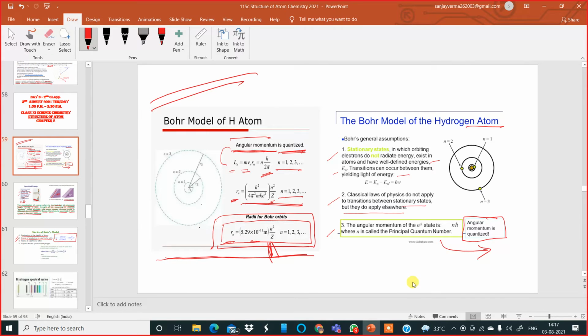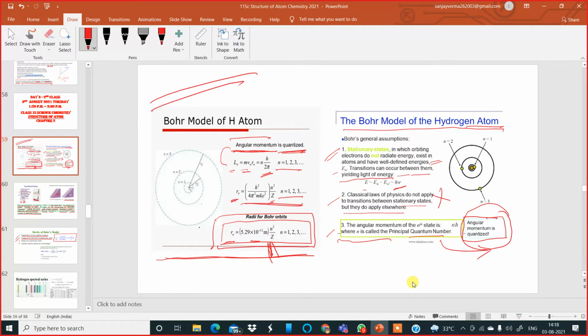Okay. Now, if you look at the assumptions of the Bohr model of hydrogen atom, the first one is stationary states in which orbiting electrons do not radiate energy exist in atoms and have well defined energies En. Transitions can occur between them, yielding light of energy, photons. That's why E is equal to En1 minus En2, that is h nu. Now, this is not applicable for chemistry. Number three, the angular momentum of the nth state, where n is called the principal quantum number, is always quantized according to the assumptions of the Bohr's model of hydrogen atom.